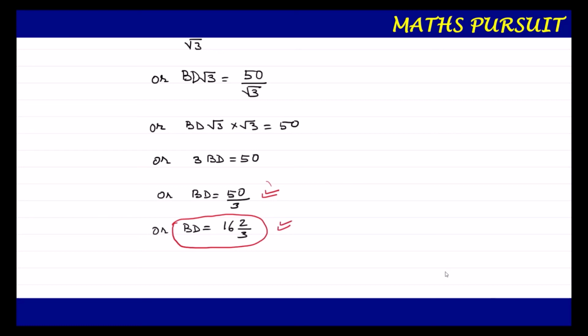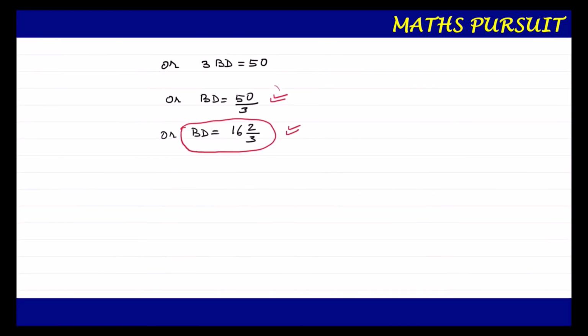Now, as per the question, find the height of the building, and we took the building to be BD. So we can say that the height of the building BD is equal to 16 2 upon 3 meter.